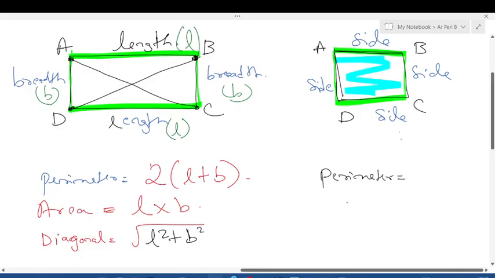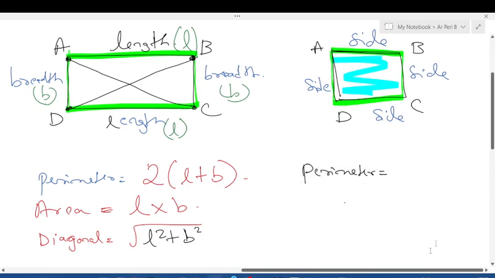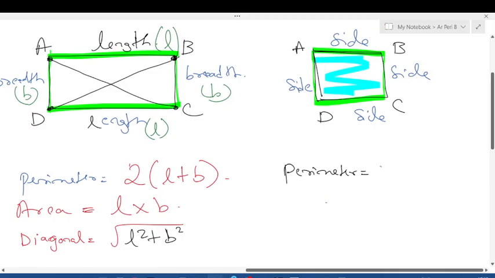Okay, now perimeter of a square. Same. What is perimeter, students? In general, what is perimeter? What do you mean by perimeter? It's the outer boundary, right? The outer boundary.